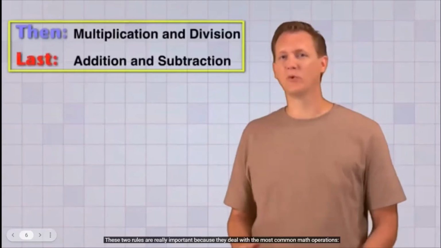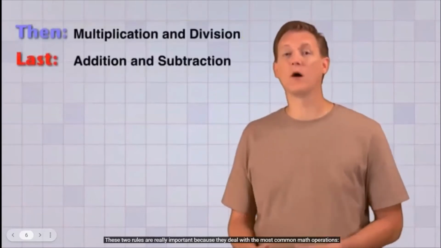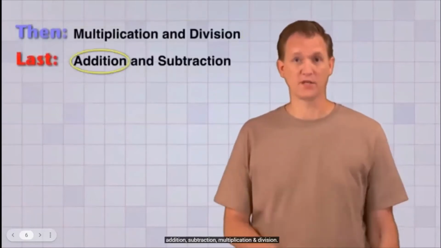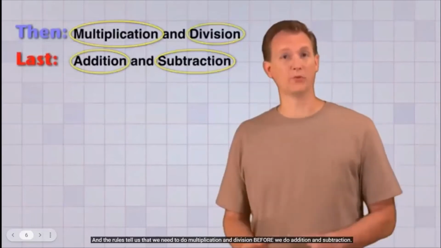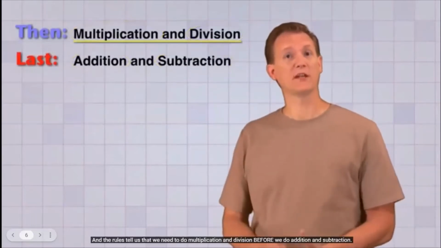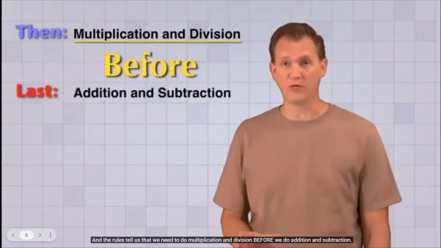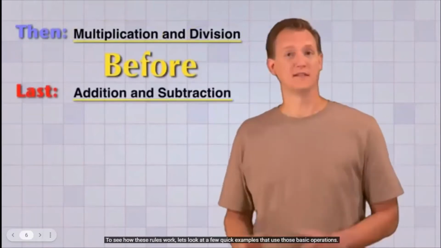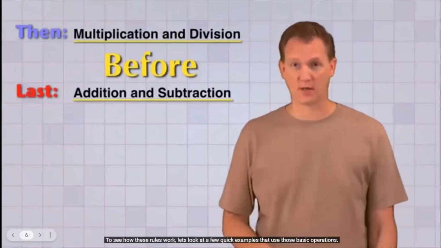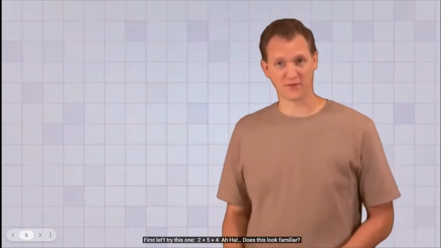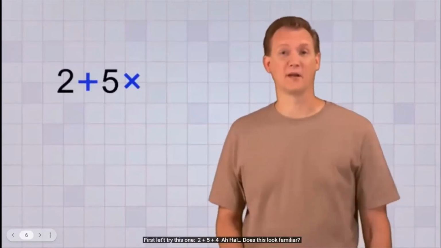These 2 rules are really important because they deal with the most common math operations: addition, subtraction, multiplication, and division. And the rules tell us that we need to do multiplication and division before we do addition and subtraction. To see how these rules work, let's look at a few quick examples that use those basic operations. First, let's try this one. 2 plus 5 times 4.